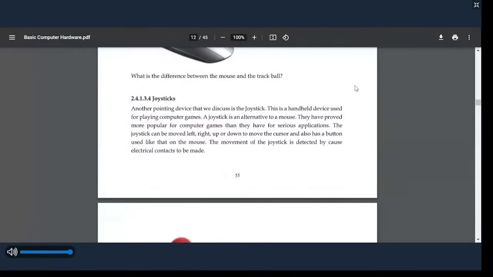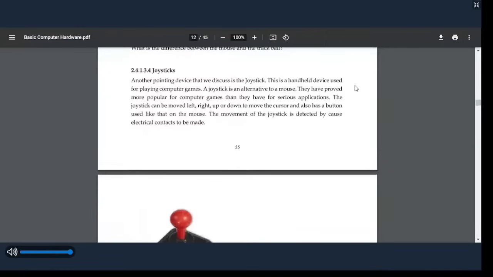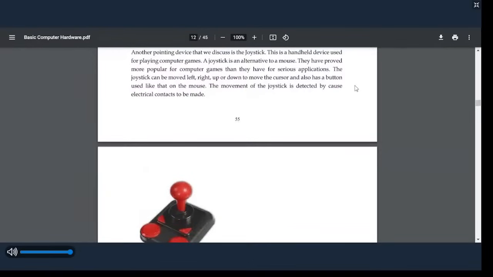Then we have the joystick, another pointing device that we discussed. Those who like playing games, it's a handheld device used for playing computer games. Those who like games, I know you know what a joystick is. A joystick is an alternative to a mouse. They have proved more popular for computer games than they have for serious applications. The joystick can be moved left, right, up or down to move the cursor, and also has a button like the one on the mouse. The movement of a joystick is detected by causing electrical contact to be made. So that is what we call a joystick.